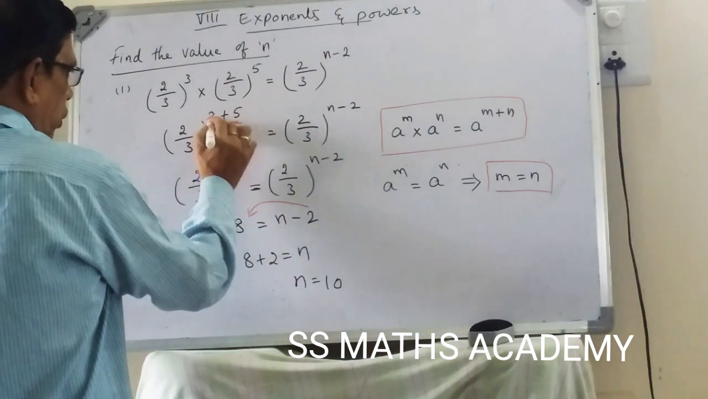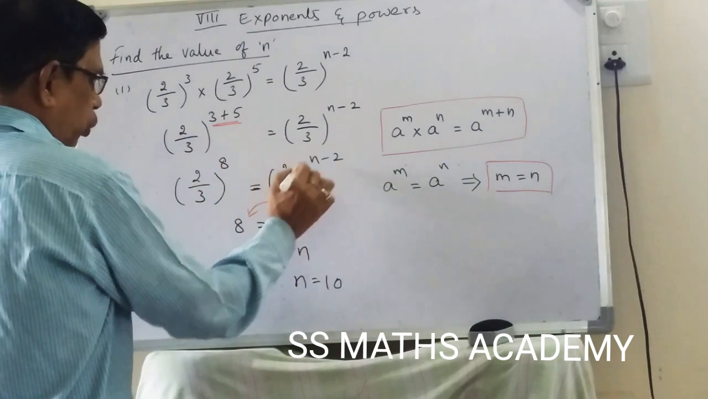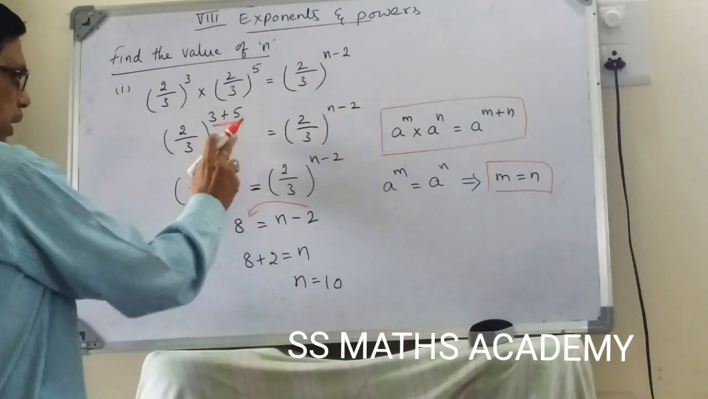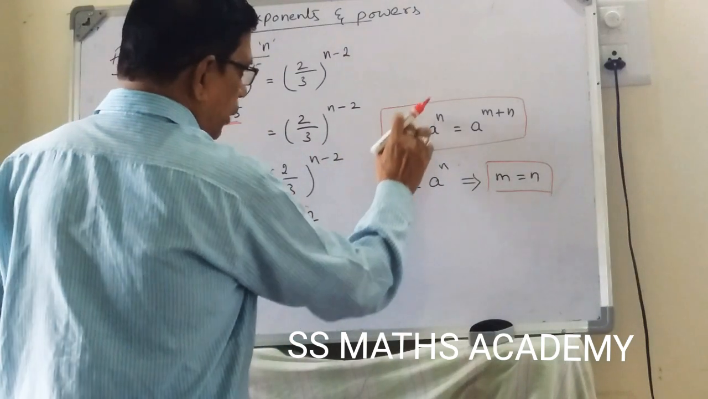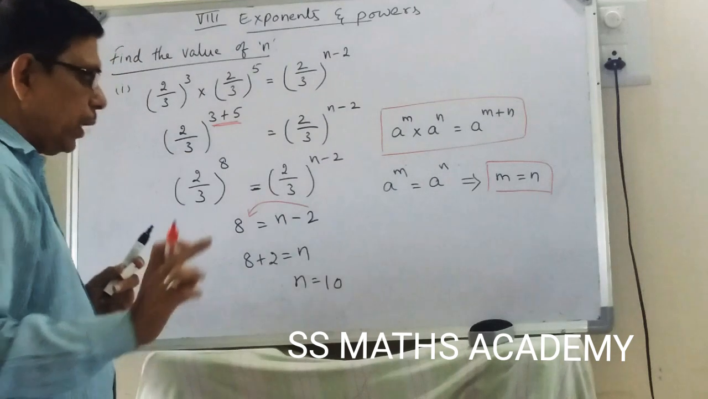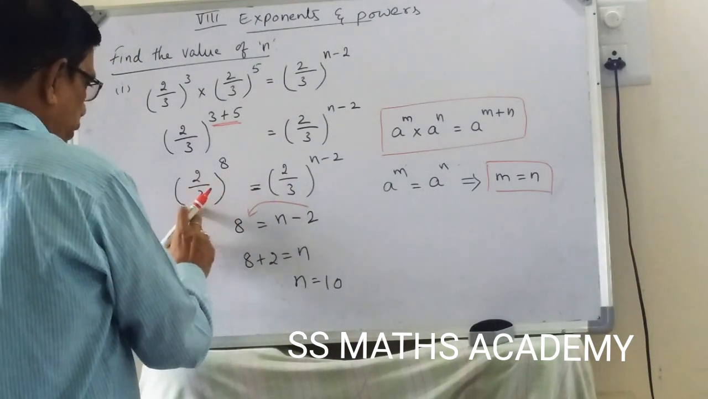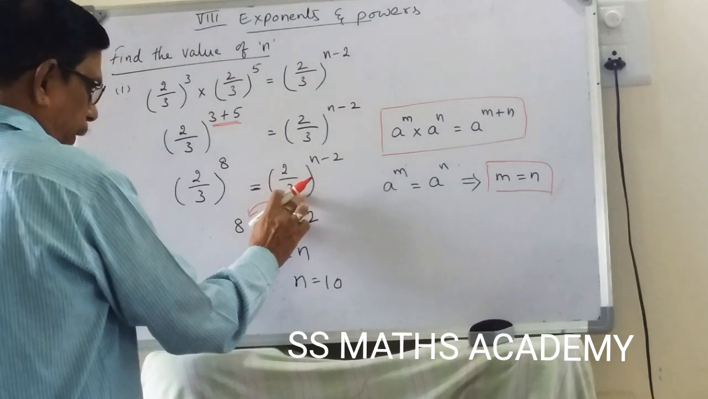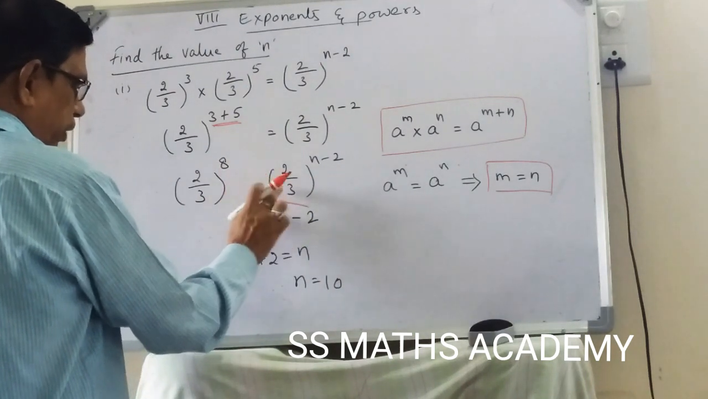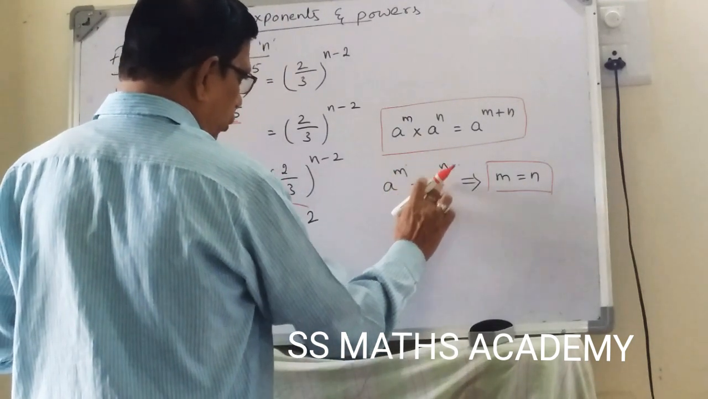(2/3) to the power of 3 plus 5, how much is it? 3 plus 5 is 8, equal to (2/3)^(n-2). Now in this case we use the formula a^m × a^n = a^(m+n). Now if you see this, the base is 2/3 and the base is also 2/3, and equal to is there between these two. So we are using the formula a^m = a^n.